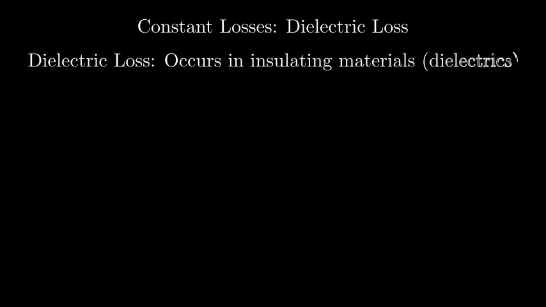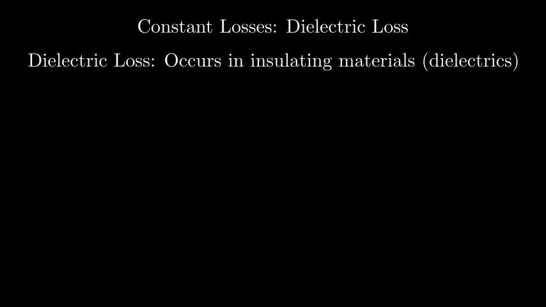The final constant loss we'll discuss is dielectric loss. Dielectric losses are unique because they don't occur in the windings or the core. They occur in the insulating materials of the transformer. Transformers contain solid insulation, like paper or mica, and often transformer oil. These materials are called dielectrics because they are very poor electrical conductors. Their job is to insulate the high-voltage windings from the low-voltage windings and from the transformer tank.